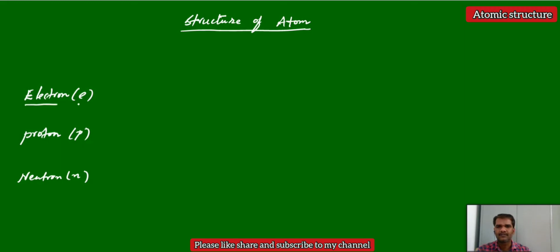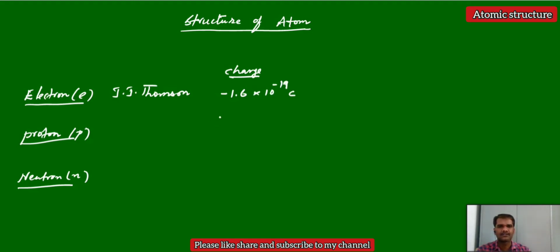First, electron. Who discovered electron? J.J. Thomson. Then what is the charge? Minus 1.6 into 10 power minus 19 coulombs. This is the charge of electron. Or we can write charge of electron in another unit, minus 4.8 into 10 power minus 10 ESU. Here ESU means electrostatic unit.